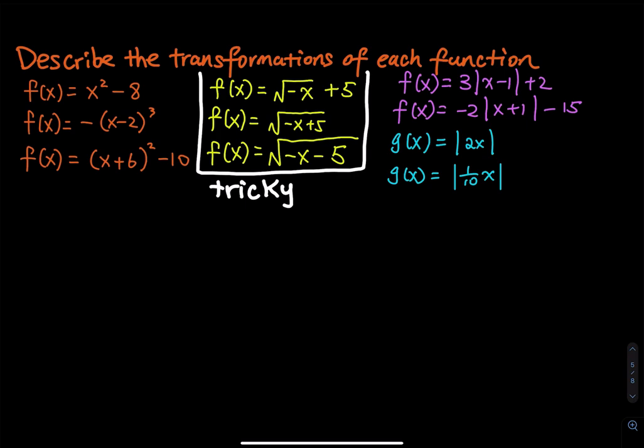Describe the function transformation for each function you see. The first function is f of x equals x squared minus 8. So what does the minus 8 mean?